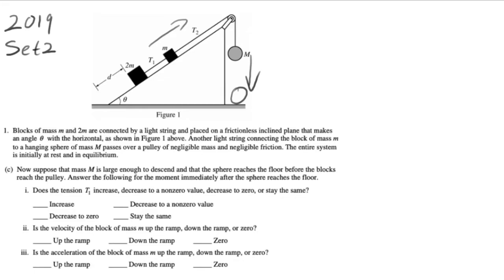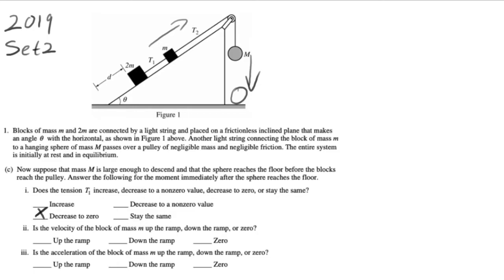Now that we understand the situation, we can go into individual parts of this part C. C I. Does the tension T1 increase, decrease to a non-zero value, decrease to 0, or stay the same? You know that once the sphere hits the ground, block m and block 2m will only experience gravitational force. So looking at the system small m, if small m only receives gravitational force, then tension T1 decreases to 0. And we don't need a justification for any of these parts. So that's your answer for C I.